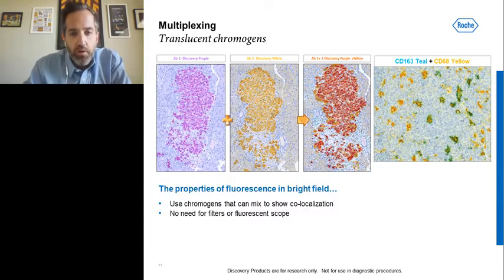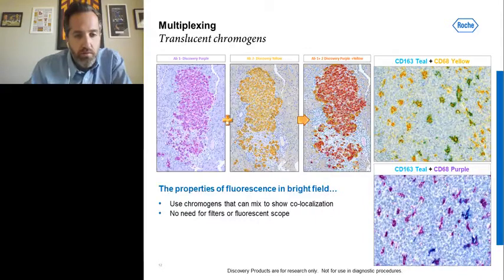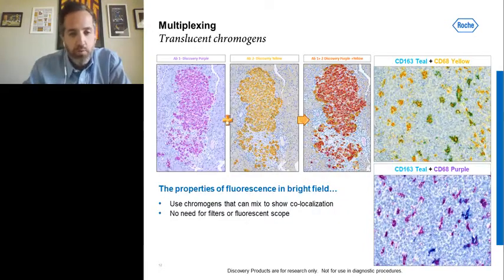Another example here is where we've got teal for CD163 and yellow for CD68. And when they colocalize, it creates the green color, which you can see in this image. The same 2 markers, CD163 and CD68, in purple and teal, and when these colocalize, we get this dark blue or indigo color showing where the colocalization events take place. And obviously the huge benefit here is that you don't need any specialist filters, you don't need a fluorescent scope. All of this can be visualized under a brightfield microscope.